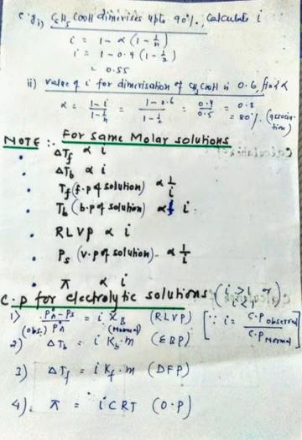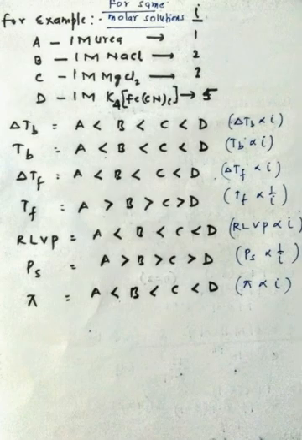See one example. We have 1 molar urea solution, 1 molar NaCl solution, 1 molar magnesium chloride solution, and 1 molar potassium ferrocyanide solution. So for the same molar solutions, we know that delta Tb is directly proportional to i, delta Tf is also directly proportional to i, Tb is directly proportional to i, Tf is inversely proportional to i, relative lowering of vapor pressure is directly proportional to i, Ps, that is vapor pressure of solution, is inversely proportional to i, and osmotic pressure is directly proportional to i.